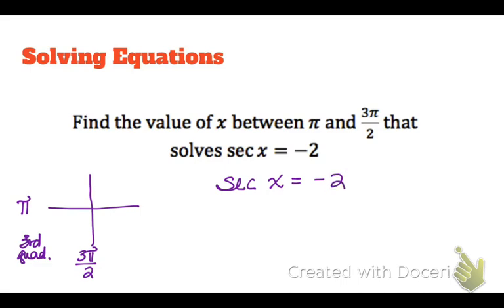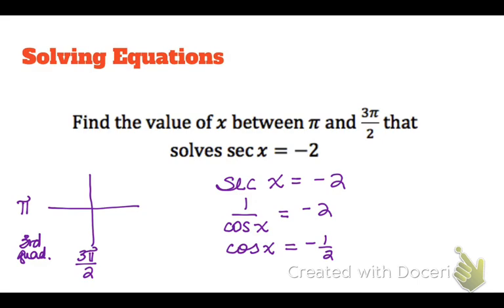I don't really know much about secant values off the top of my head, so I want to think about this as an identity. So you can also use your identity functions to help you solve trig equations. So secant is going to be 1 over the cosine of x is equal to -2. Well, I don't want cosine in the denominator, so I can take the reciprocal of both sides of that equation. So I have to flip both of those. So the cosine of x is equal to -1/2.